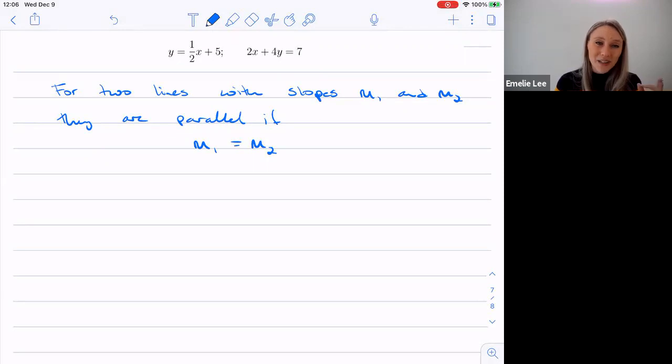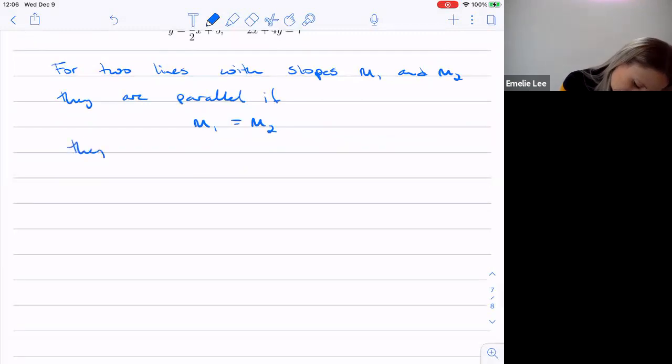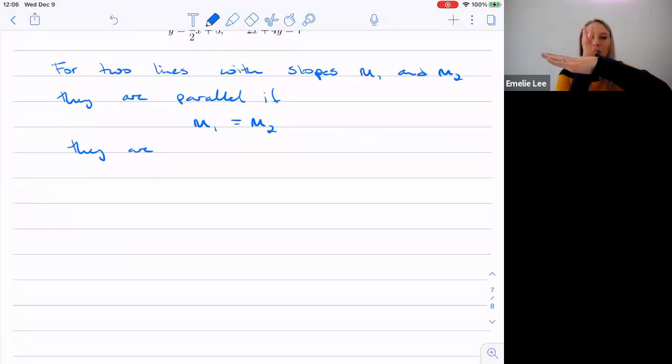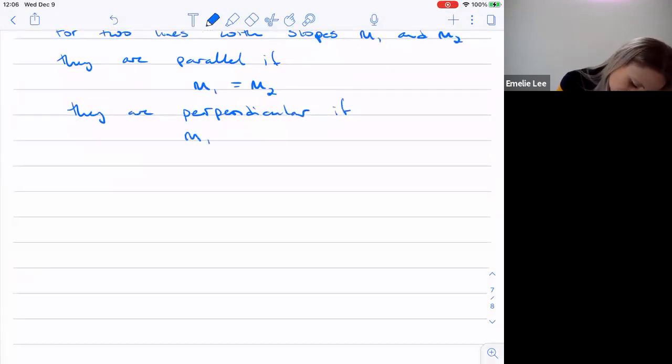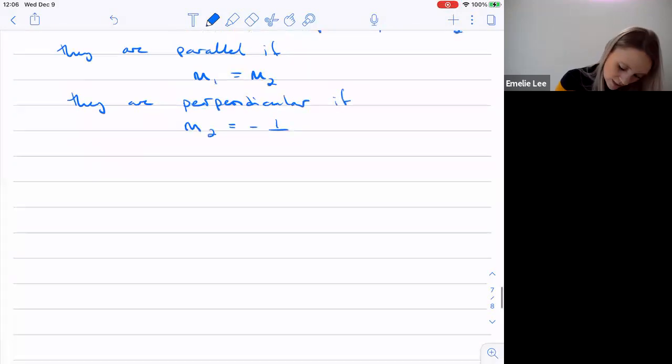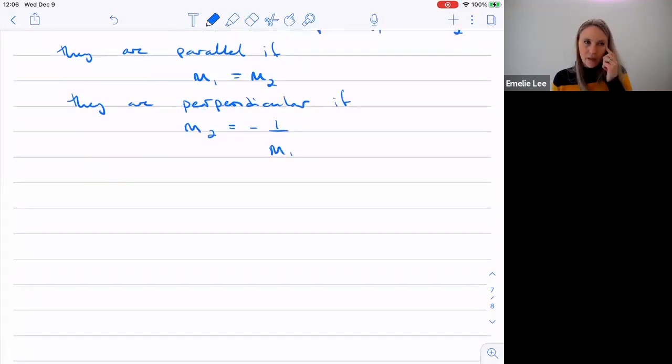They're going to be perpendicular, and there are two ways that we can check for lines being perpendicular. They are perpendicular, so like this at 90-degree angles, if m2 is the negative 1 over m1. Or if it's easier, m1 times m2 is negative 1.